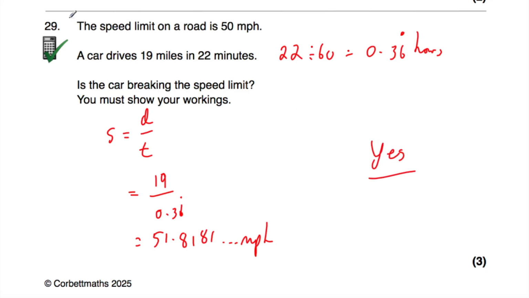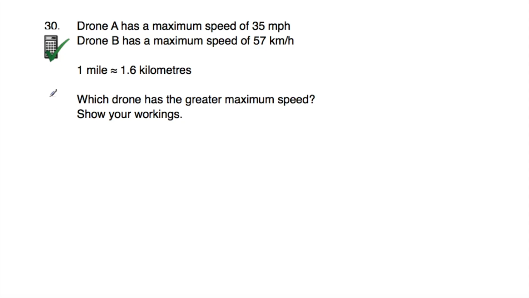Okay, let's look at our next question, question number 30. Question number 30 says that drone A has a maximum speed of 35 miles per hour and drone B has a maximum speed of 57 kilometers per hour. And we're told that 1 mile is approximately 1.6 kilometers, and we've been asked which drone has the greatest maximum speed. Show your workings.